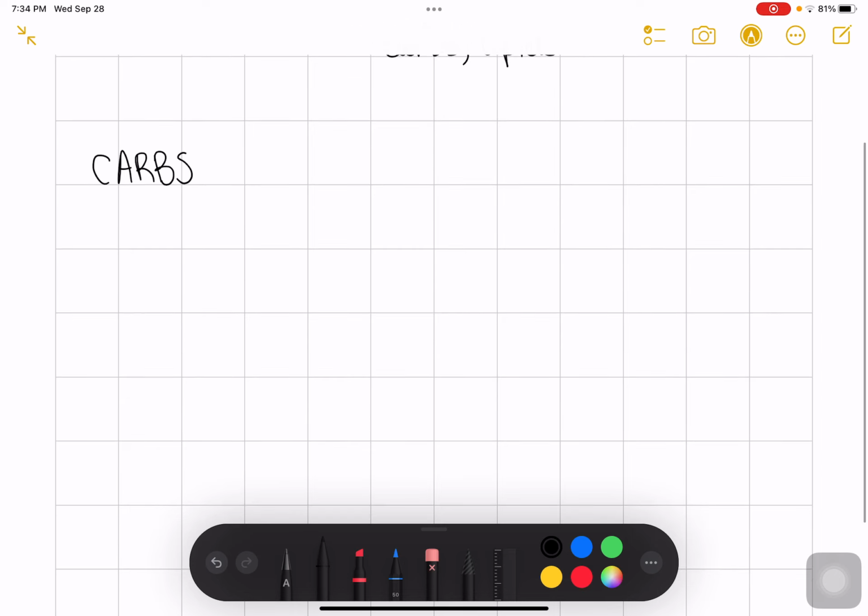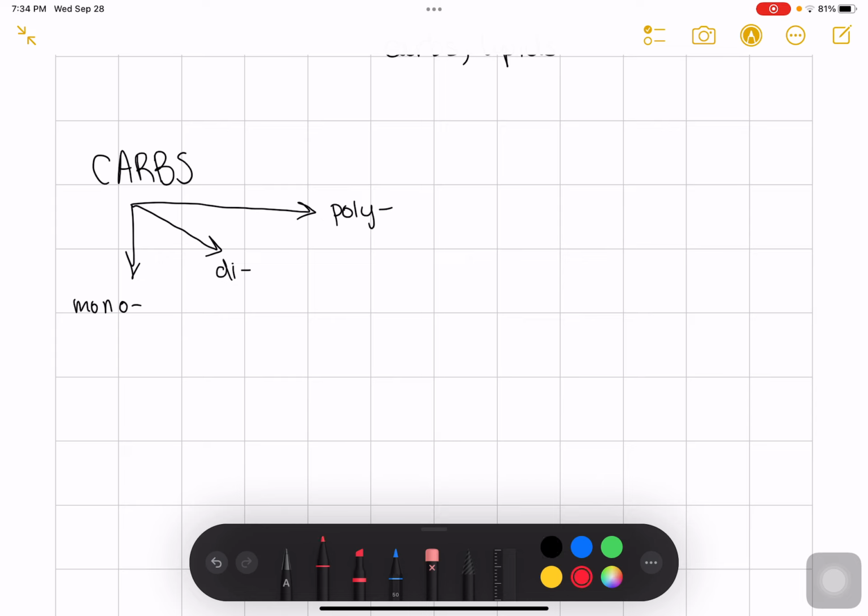So carbs can be divided into three main groups. Do you know what those are? They are monosaccharides, disaccharides, and polysaccharides. So what is a monosaccharide? A monosaccharide is something that has one glucose, basically. It's the building block of a carbohydrate.